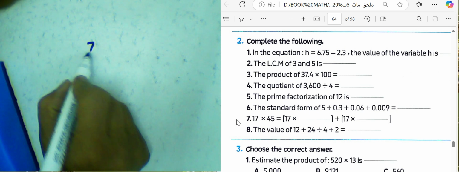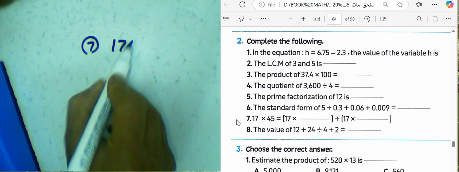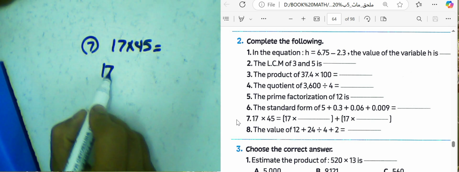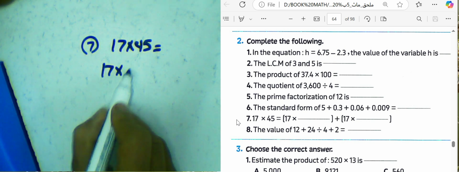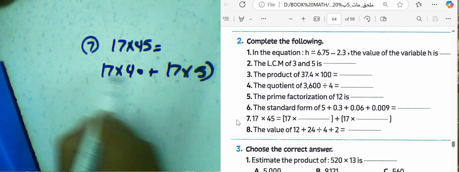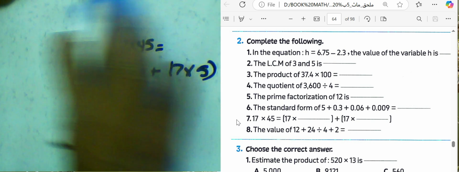Question number 7. We have 17 product 45. We can use distributive properties. Write 17 product by 40 plus 17 product by 5, because 40 plus 5 is 45.